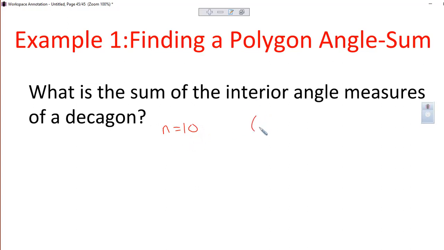So that means I'm going to take my n minus 2 times 180, 10 minus 2 times 180. That becomes 8 times 180, and 8 times 180 is going to give us 1,440 degrees. So the sum of a decagon is going to add up to be 1,440 degrees.